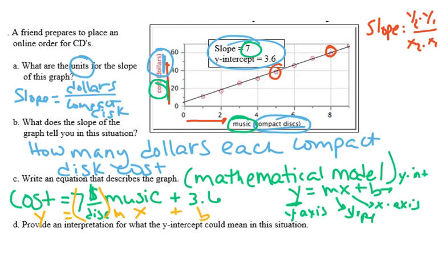All right, and then the last question asks us, provide an interpretation for what the y-intercept could mean in this situation. Well, the y-intercept is for when the compact discs are equal to 0. So wherever x is equal to 0, that's your y-intercept. So that's your B right there. Well, 0 compact discs still costs me $3.6. And we should have put that on there.